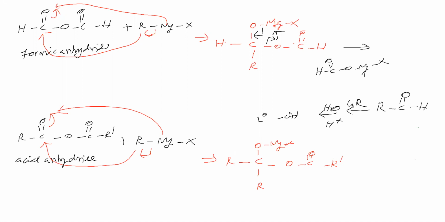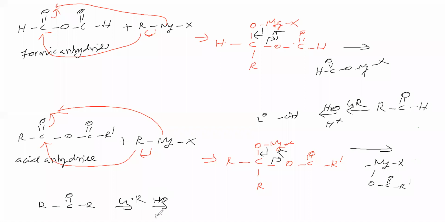Now we will see how the bond shift takes place. This bond is shifting to this place, this bond is shifting to this place, and it is attacking Mg. Therefore, MgX and OC double bond OR' are leaving. So we get RCOR, a ketone. This is treated with the Grignard reagent and then taken for hydrolysis in the presence of acid. We get a tertiary alcohol. Therefore, acid anhydride with Grignard reagent gives a tertiary alcohol, while formic anhydride with Grignard reagent gives a secondary alcohol.